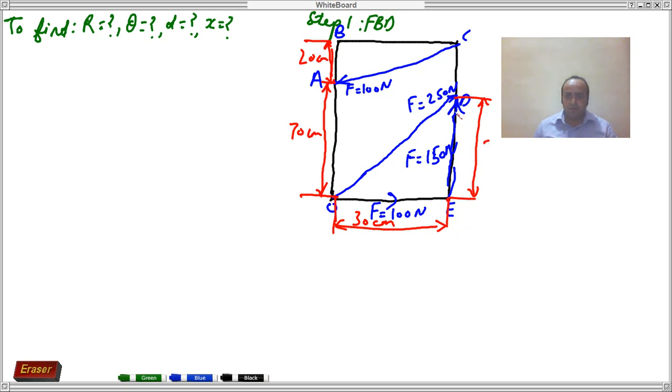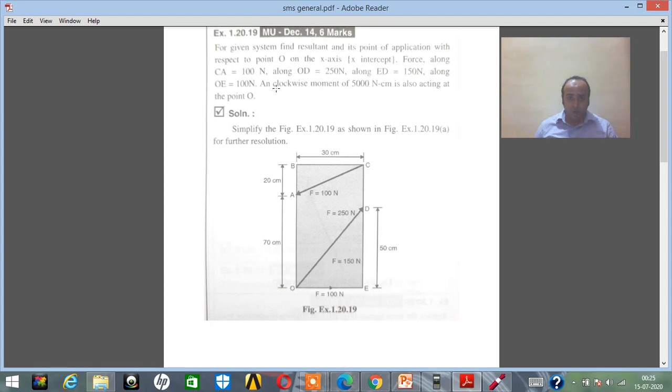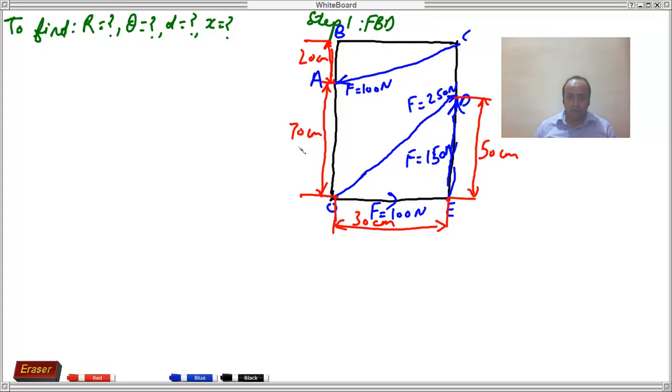This is 50 centimeter. Now friends, since there are a total of 4 forces, of course there is one more couple. We should not forget to show that, because it is clearly mentioned in the question. A clockwise moment of 500 Newton centimeter is also acting. So a clockwise couple I'll be showing like this, which is 500 Newton centimeter.